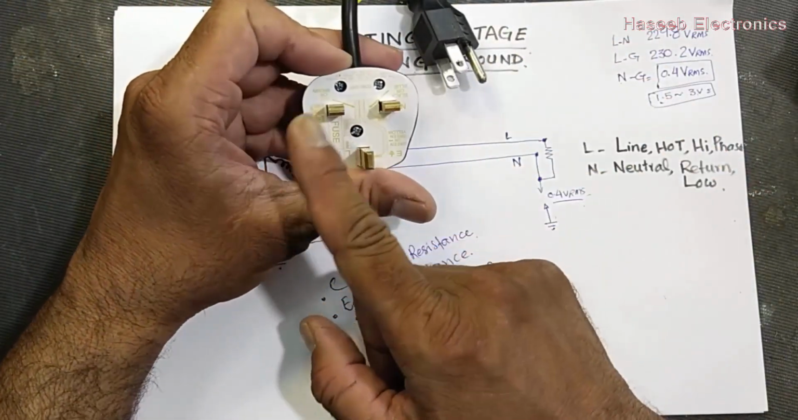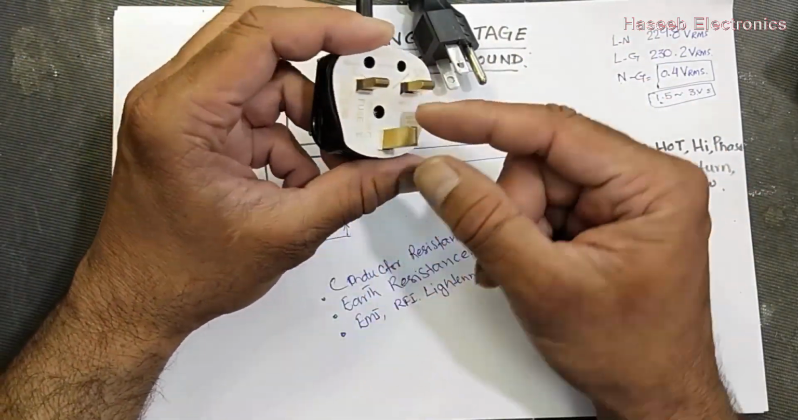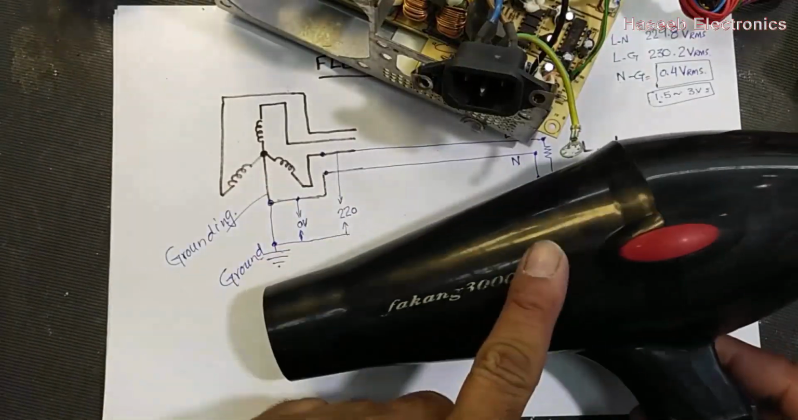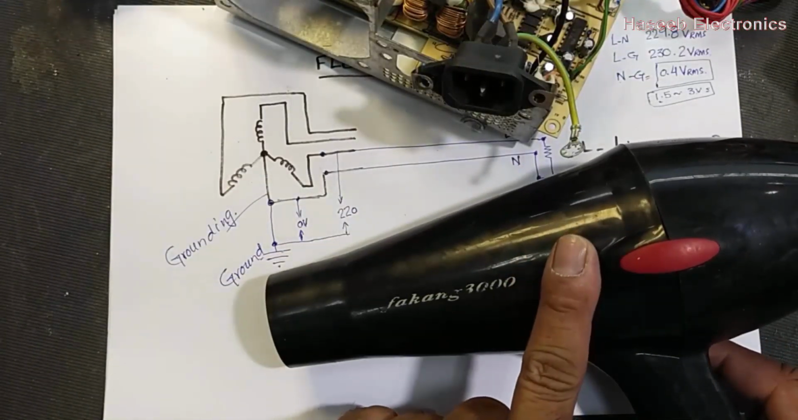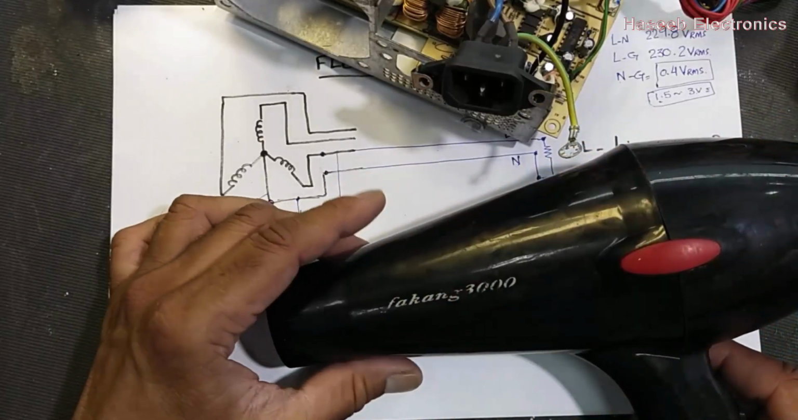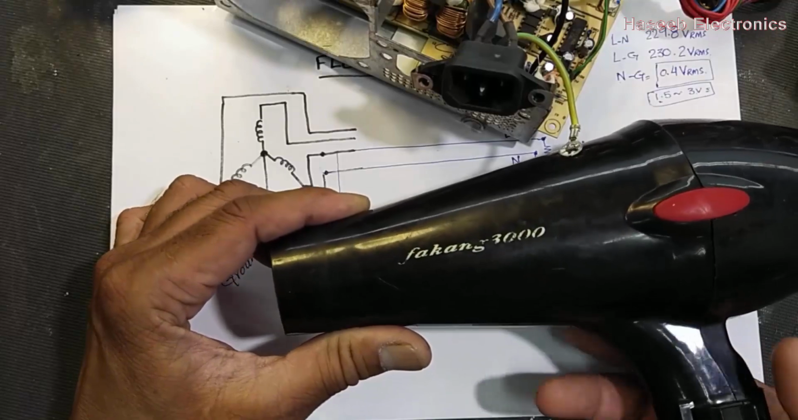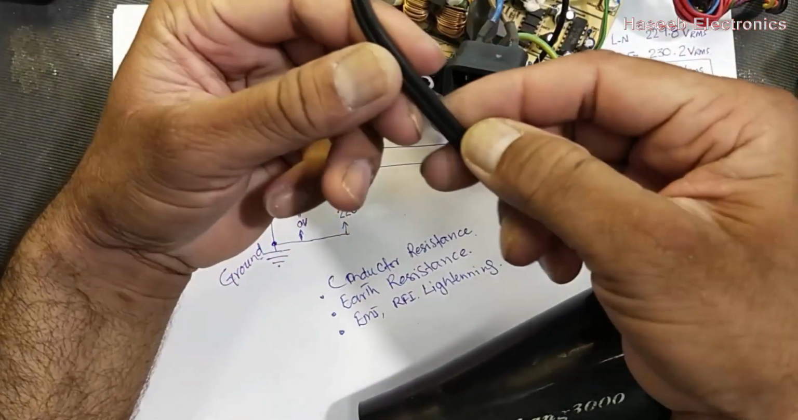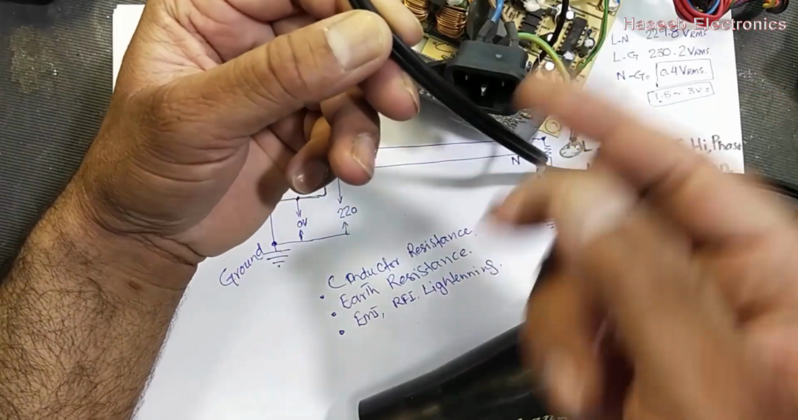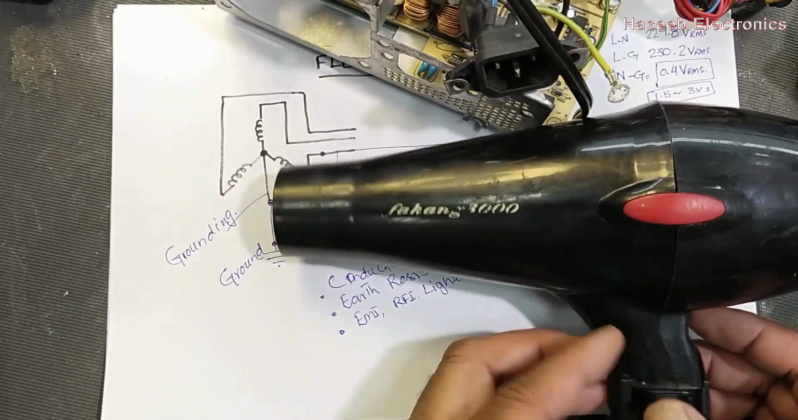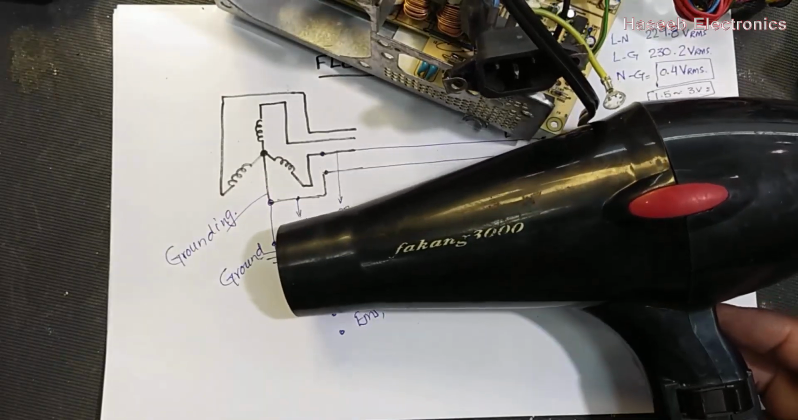And here we have line, neutral and earth. What is the difference between this load and this load? This one has just two wires. It has a non-metallic, plastic body. It has double safety. Why? The wire has insulation. When it enters the load, it is insulated and its body is insulated.